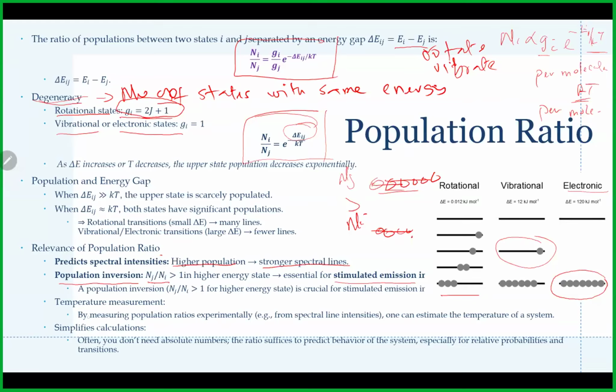The relative intensities help to understand temperature measurements. You can always relate intensity to temperature. Once you know what you are studying, you can calculate the temperature of the system. And it also helps to simplify calculation, especially for those involved in programming.